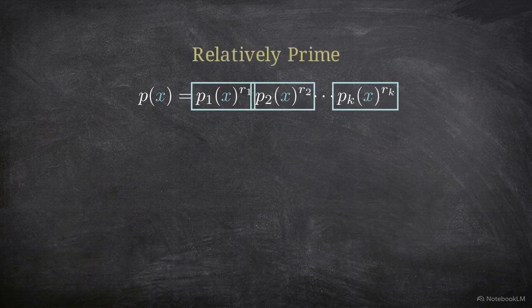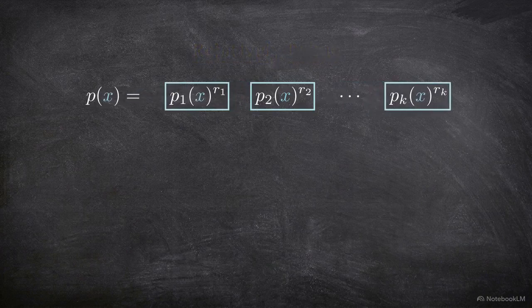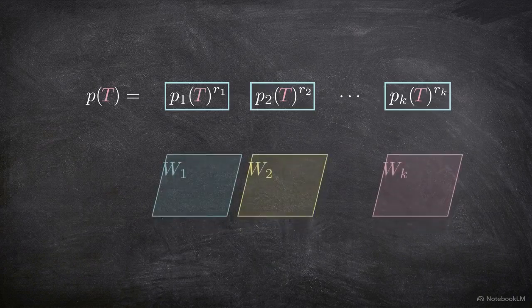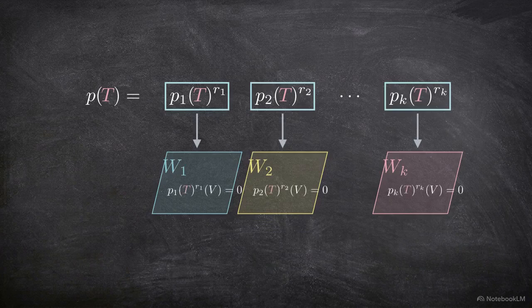The core mathematical requirement here is that these polynomial chunks are relatively prime. They share no common roots, meaning each block operates entirely independently of the others. If we swap the algebraic variable x for our geometric operator t, we can define a set of primary components. We call these components wi. Each wi is simply the null space created when we apply a specific polynomial chunk, pi of t to the ri, to our vector space.